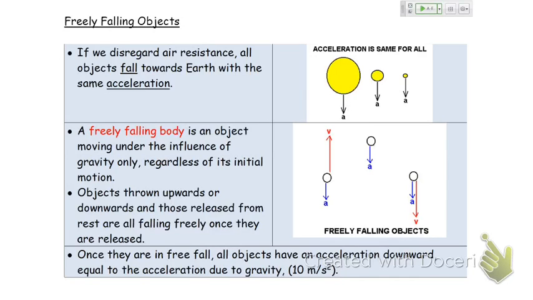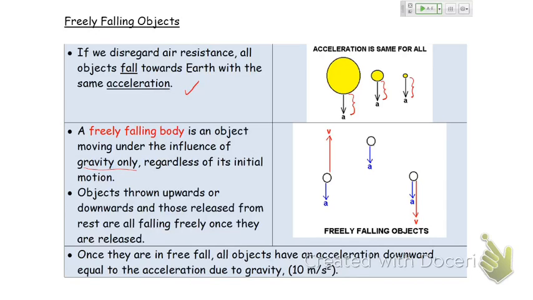All objects fall towards Earth with the same acceleration. So big objects, it's 10 meters per second squared. Little objects, it's 10 meters per second squared. Tiny objects, it's 10 meters per second squared if there's no air resistance. A freely falling body is an object moving under the influence of gravity only, regardless of its initial motion. You could have thrown it down, you could have thrown it up, you could just let it go. In all cases, as soon as it leaves your hand, it's in free fall.